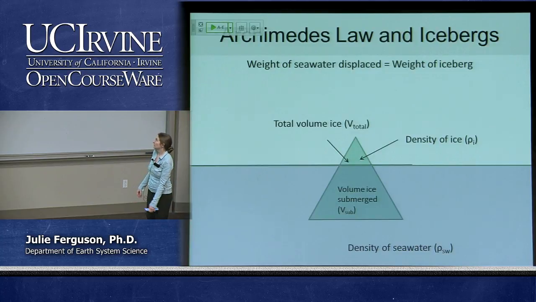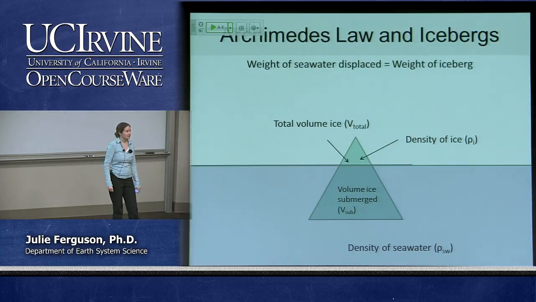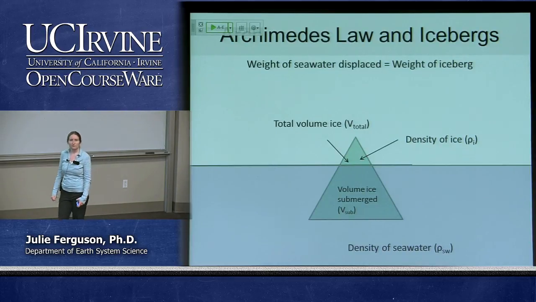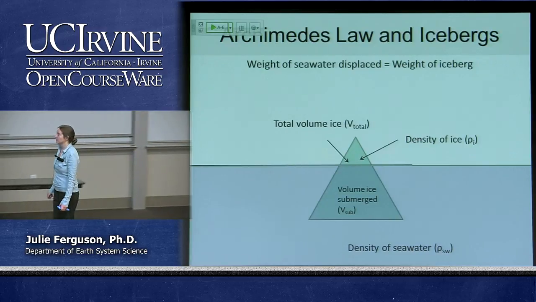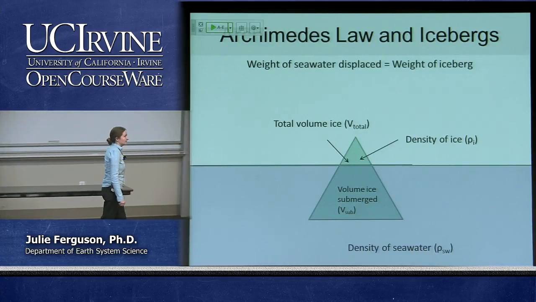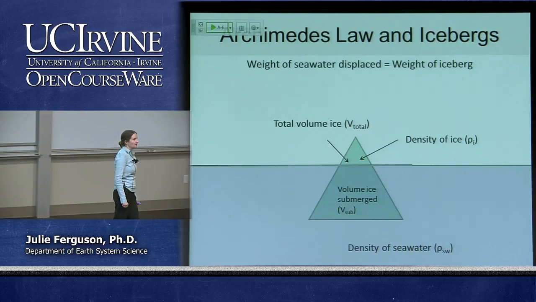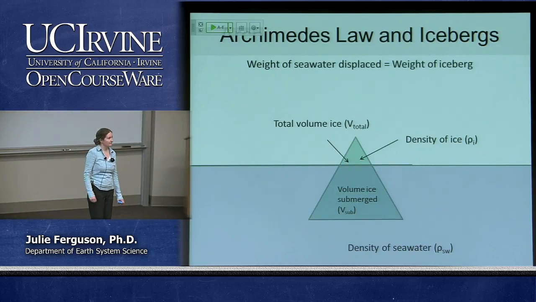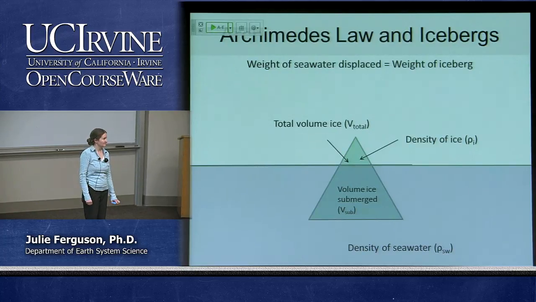Remembering that weight equals volume times density times gravity, can you write me a little equation that equates the weight of the seawater displaced with the weight of the ice? I'll give you a couple of minutes. Think about how you would write that equation down. What is the weight of my iceberg going to be? How would we write that using the terms I've put up here? What's my formula for weight? Yep, volume times gravity times density.